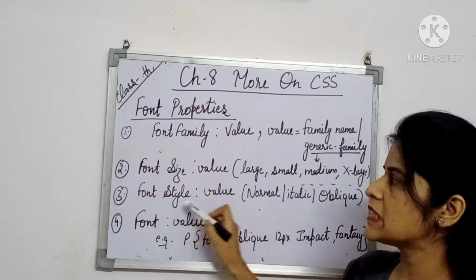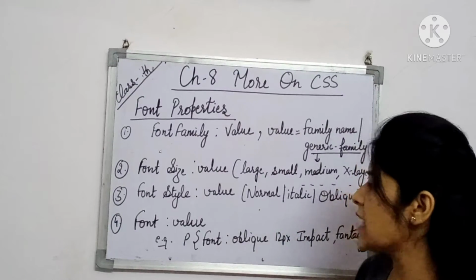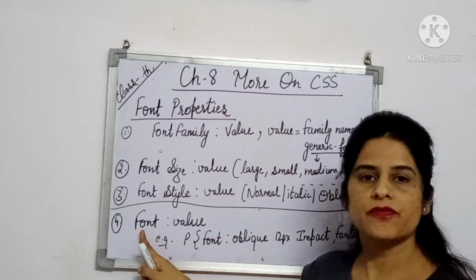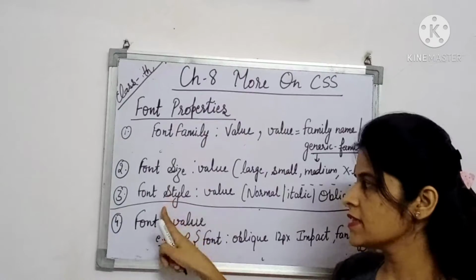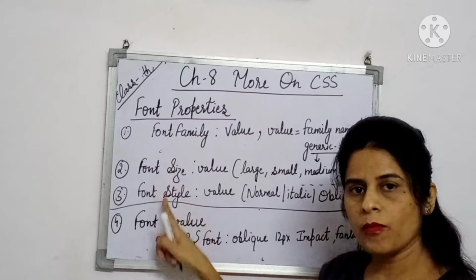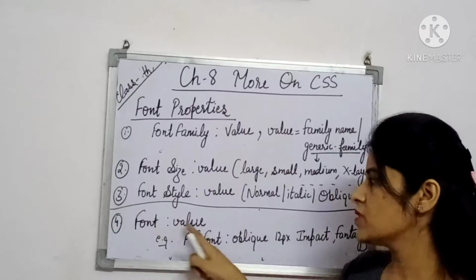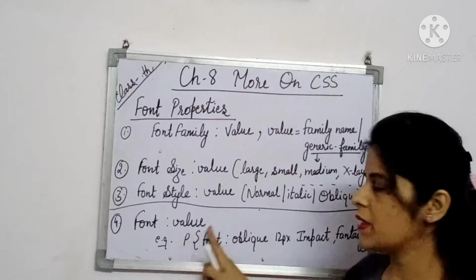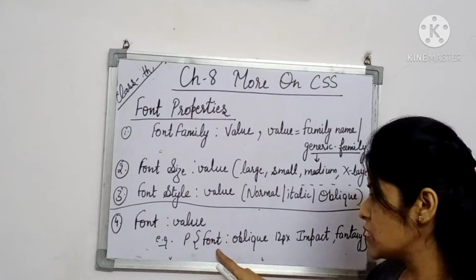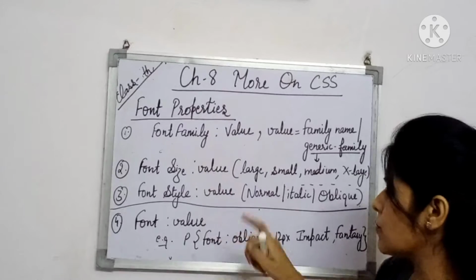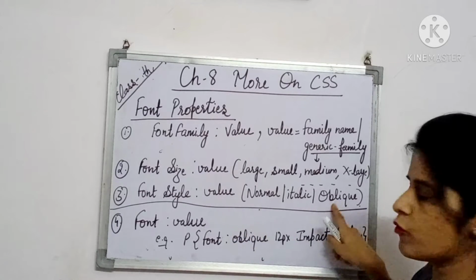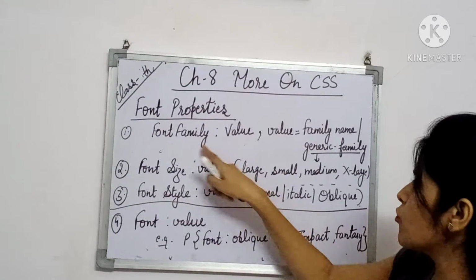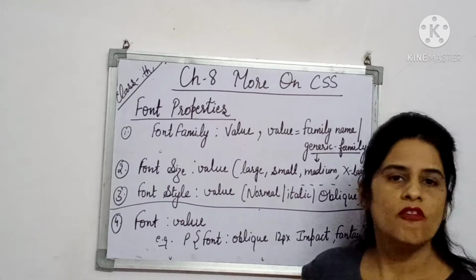How can we apply these styles to our paragraph? This is the example. With only this font property, you can use all these above properties. We are applying it to the paragraph, so we have used the paragraph selector P. Then the bracket starts, we have used font, and in font I am using these three properties. First is oblique, the font style. Next is font size 12 pixel, and next is font family, that is Impact and fantasy.